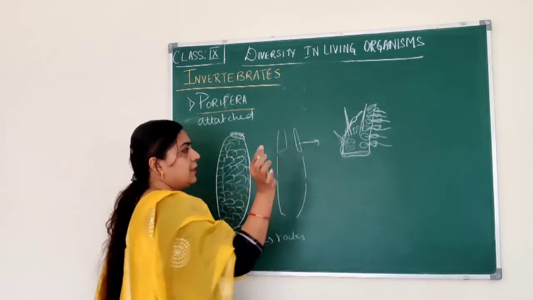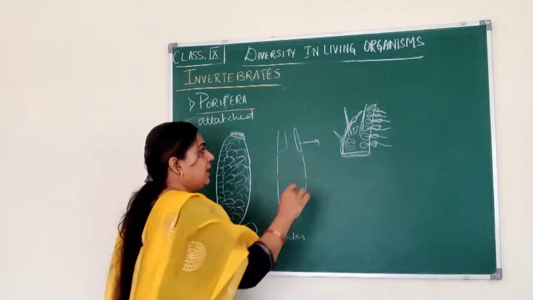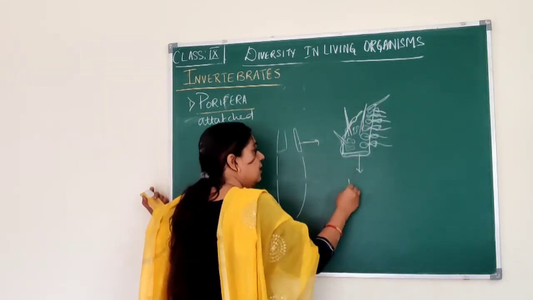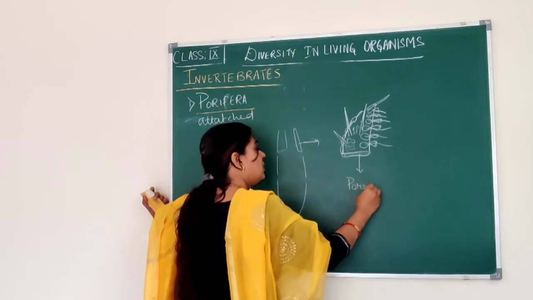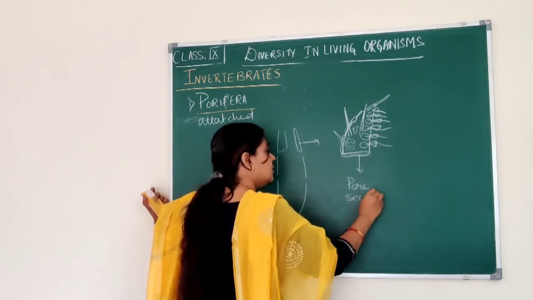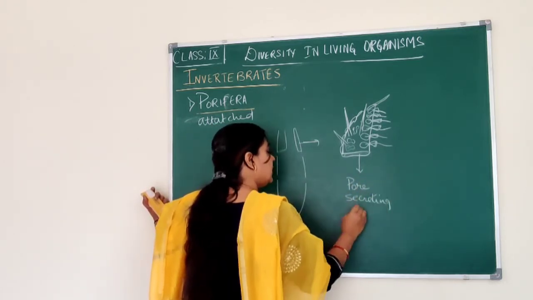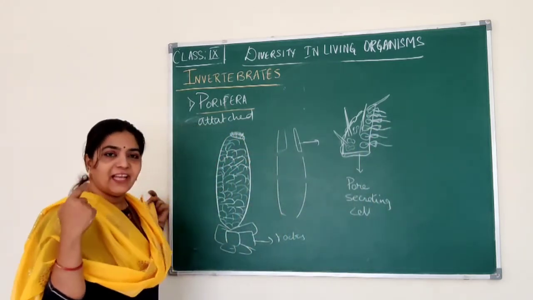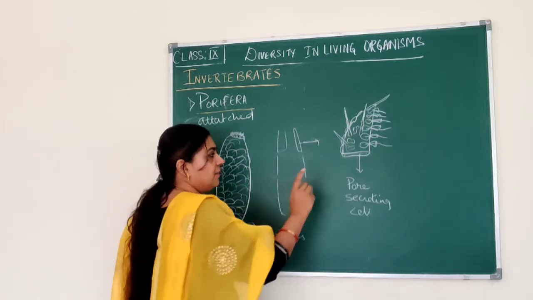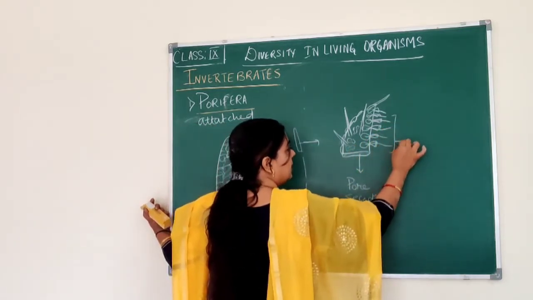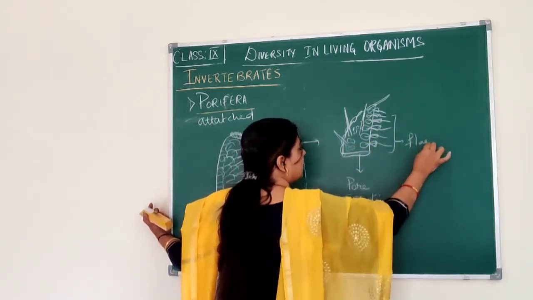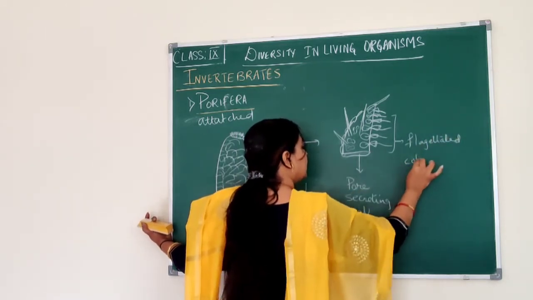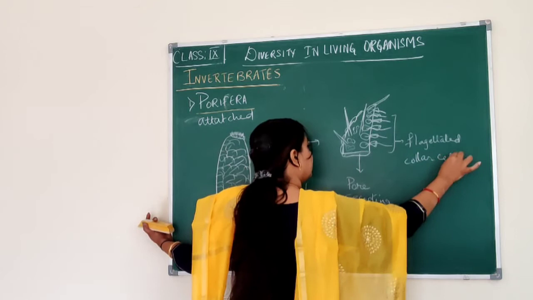So this is one section I have taken. What is this cell? It is called pore secreting cell. And you can see it has that flagellar kind of structure. So this is called flagellated collar cell.